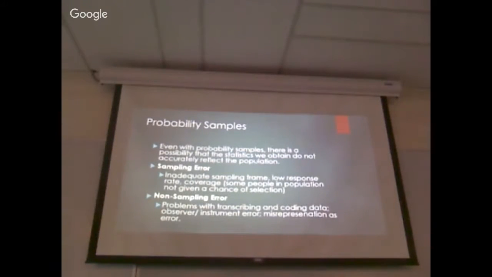Sampling error, inadequate sampling frame. In other words, we're not taking into account all the things we need to consider to have a good representation of the population. Low response rate, coverage: some populations are not given a chance at selection. Now, low response rate, the one thing I can tell you right now, if you're dealing with anything involving survey research, this is going to happen.